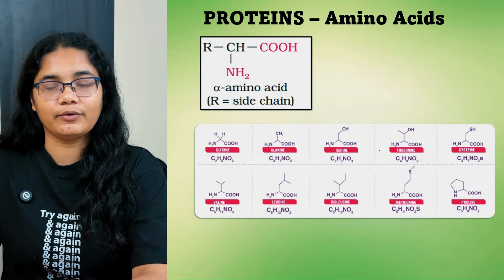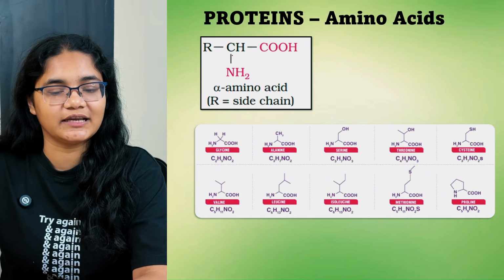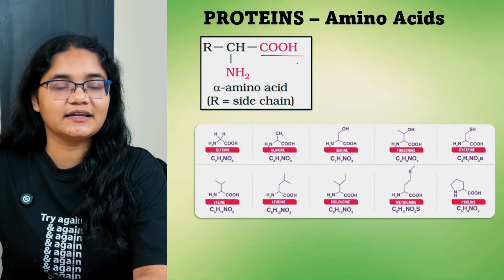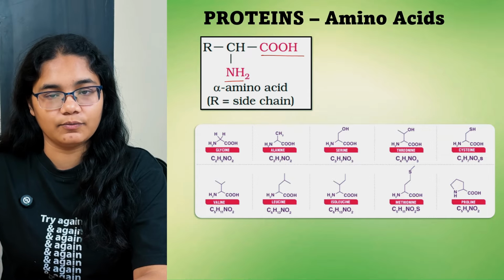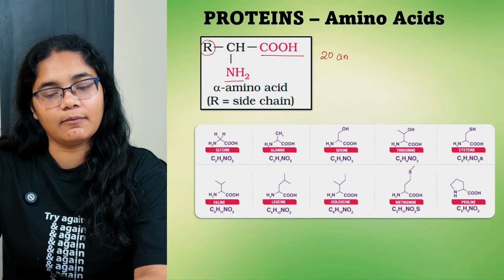So proteins are, you can say, polymers of amino acids, and the structure of amino acids looks like this. You have one carbon, on one side there's an acidic group, and on one side there's a basic group. Okay, and there is one R group. Now based on this R group, we can have a total of 20 amino acids.